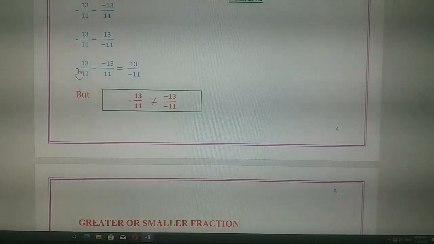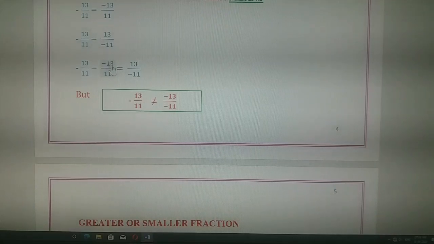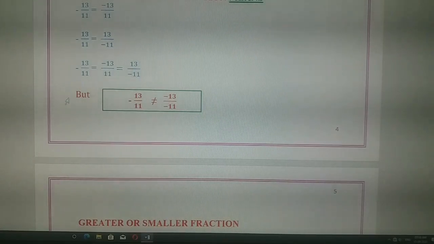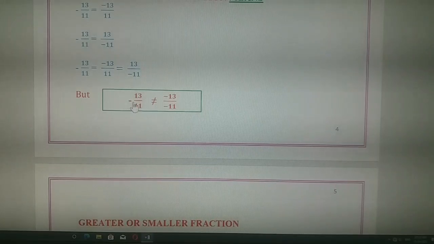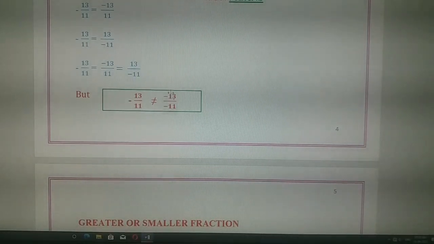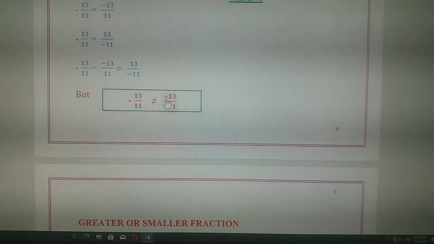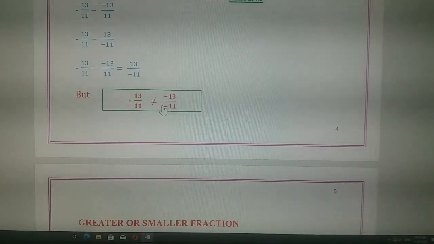I repeat again, the minus sign of the fraction can be given either to the numerator or to the denominator. The value will be the same, they will be equal. But it's very important to remember that this minus sign in the middle cannot be given to both of them. It cannot be given to the numerator and the denominator. So minus 13 upon 11 will not be minus 13 upon minus 11.